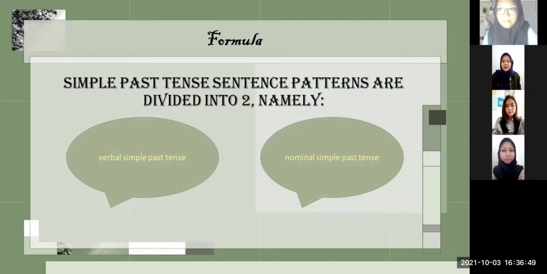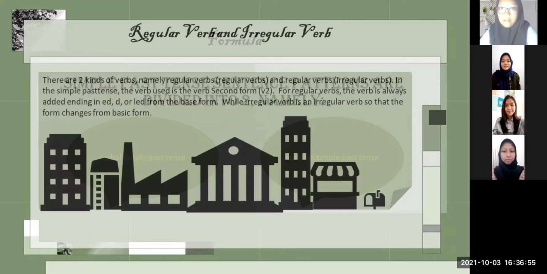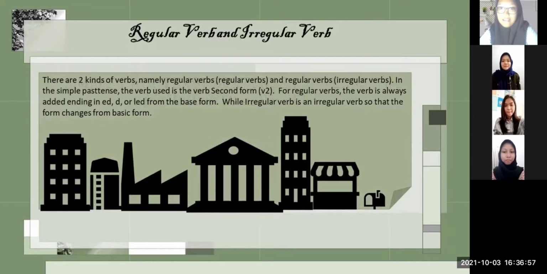Nadya, Fitri, Syabila. Thank you for giving me the opportunity to present. Before introducing, my name is Fitri Nadya Syabila. I will explain about regular verbs and irregular verbs. First, I will explain about regular verbs.